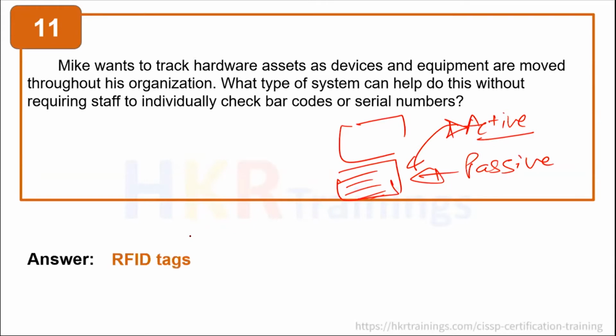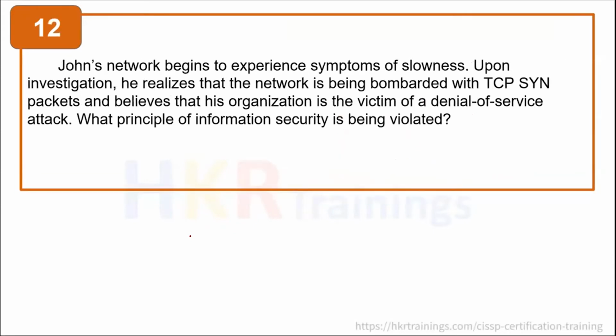So moving on to the 12th question. John's network begins to experience symptoms of slowness. Upon investigation, he realizes that the network is being bombarded with TCP SYN packets and believes that his organization is the victim of a denial of service attack, that is a DoS attack. What principle of information security is being violated?